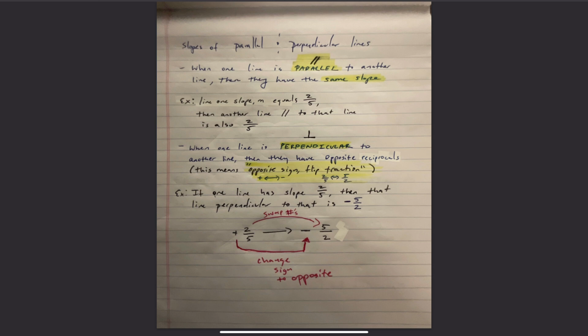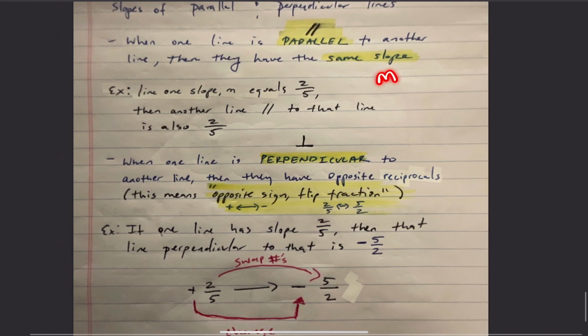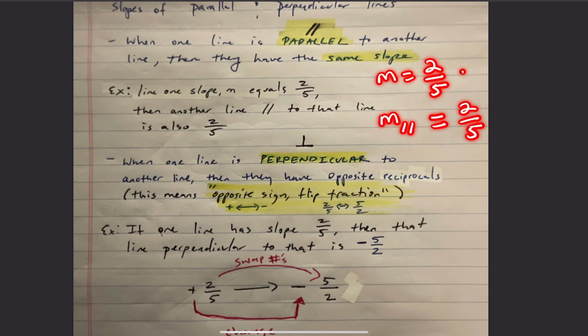For instance, if I have one line with a slope of 2/5, then the other line parallel to that original line is also 2/5 in terms of the slope. So again, if my original slope is 2/5, then the line parallel to the first line is also going to be 2/5. The numbers don't change at all; the fraction or the slope doesn't change whatsoever.